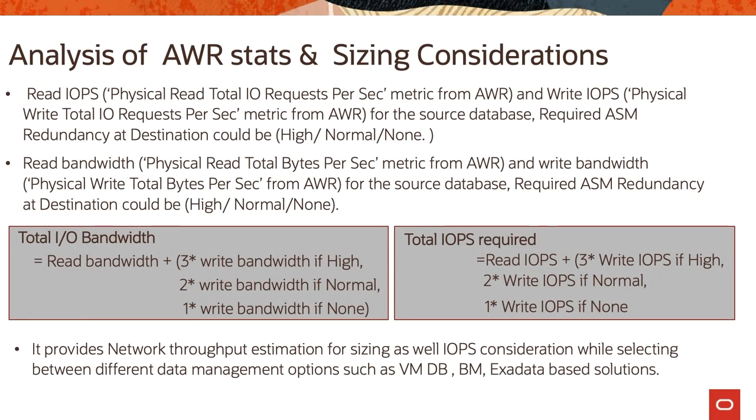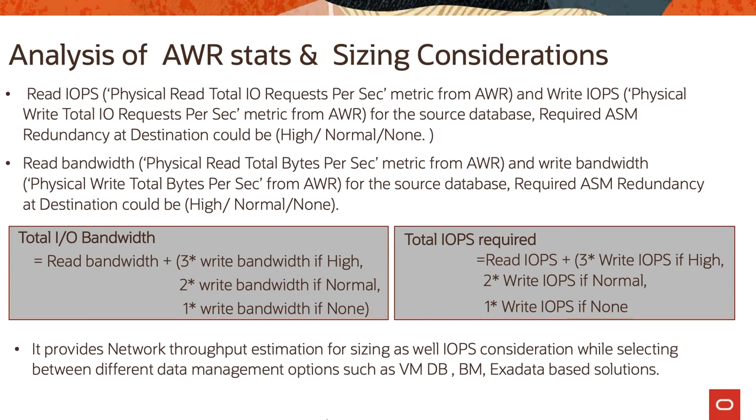Another aspect of sizing consideration is how to calculate the IOPS. Read IOPS is the physical read total IO requests per second metric from the AWR, and write IOPS is the physical write total IO requests per second metric from the AWR, for the source database. You also need to factor in the ASM redundancy which you are going to have at the destination. This ASM redundancy could be either high, normal, or none, if you are depending on external redundancy. Similarly, read bandwidth is the physical read total bytes per second metric from AWR, and write bandwidth is the physical write total bytes per second from AWR for the source database. The required ASM redundancy is also needed here, which could be either high, normal, or none.